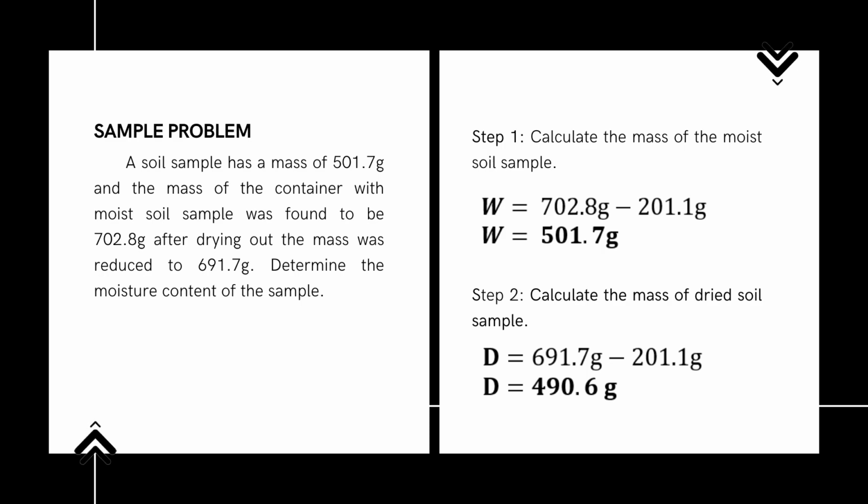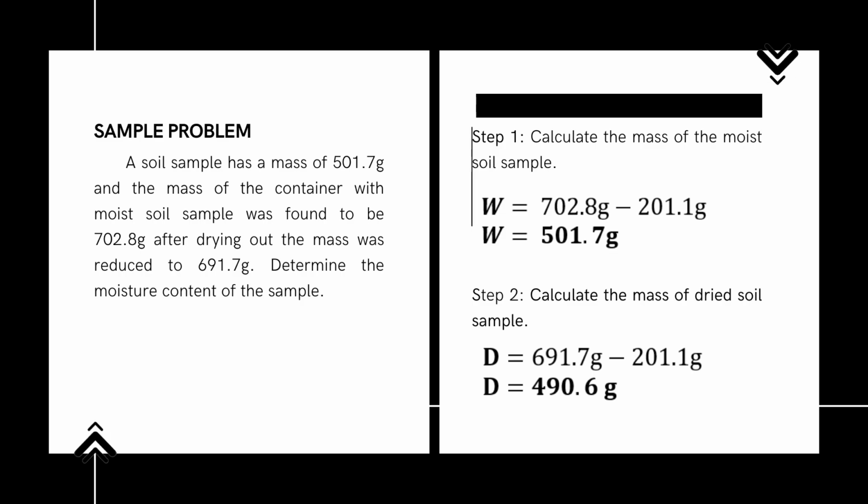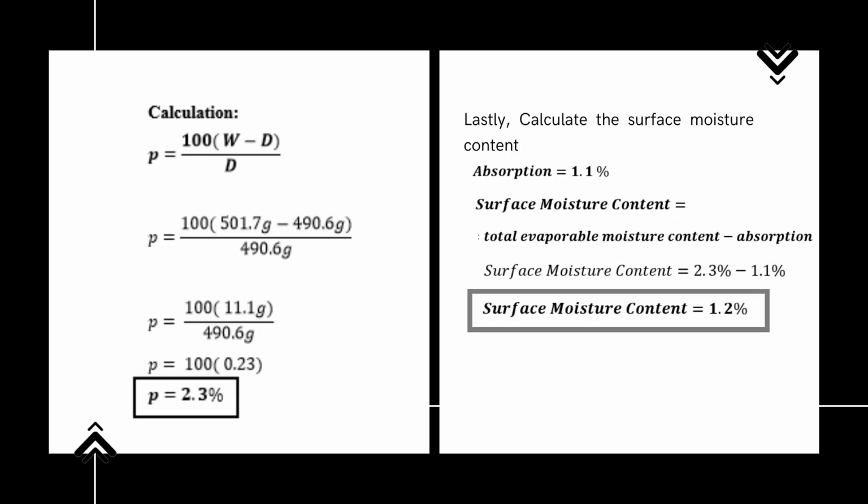So, sa D naman is ganun din. Isusubtract natin yung mass ng container dun sa dried sample with container. So, yun yung 691.7 minus 201.1 grams. So, ang result niyan is 490.6. Dahil na-solve na natin yung values ng W tsaka D, pwede na natin gamitin yung formula ng moisture content. By supplying those values dun sa formula na meron tayo, makakakuha tayo ng 2.3%.